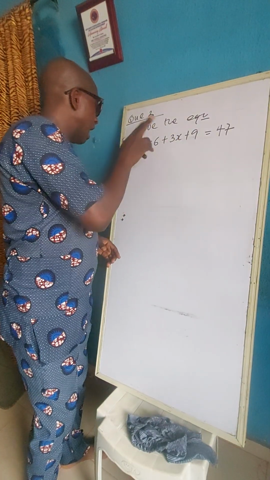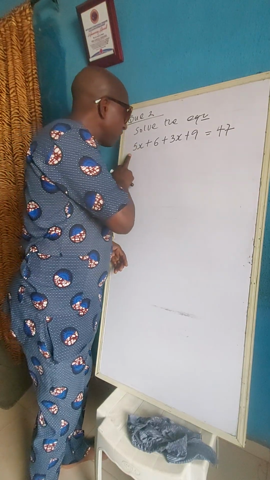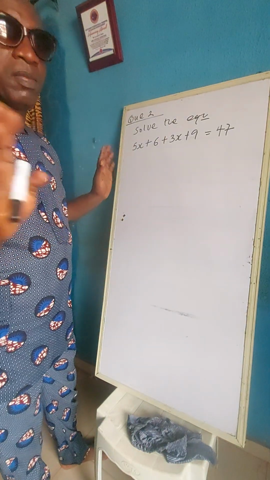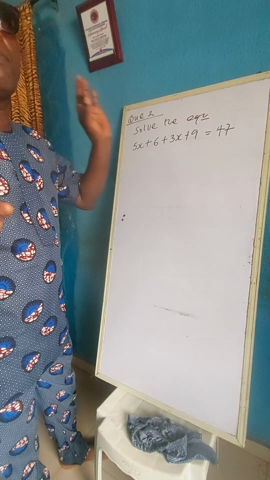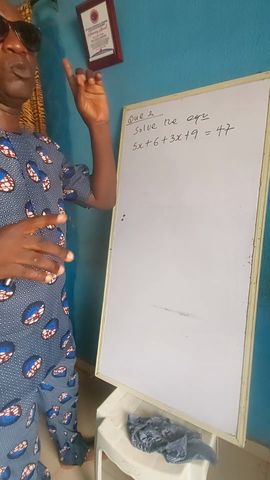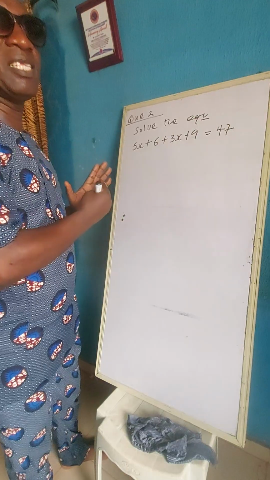I'm not making reference to the coefficient. The coefficient of x is 5, while the coefficient of the other x is 3. Irrespective of the coefficient, what matters is the power of that letter, and the power of that letter is 1. It can be repeated. So what you need is to collect like terms.